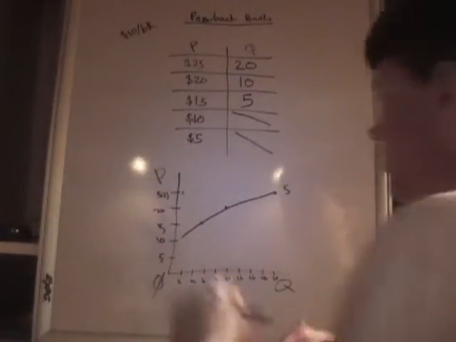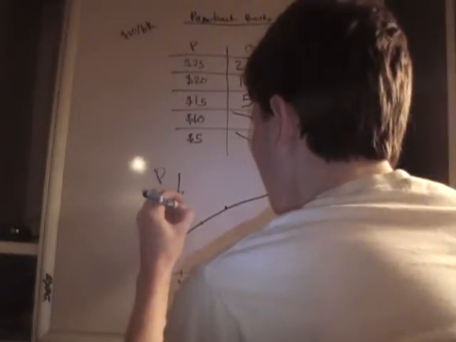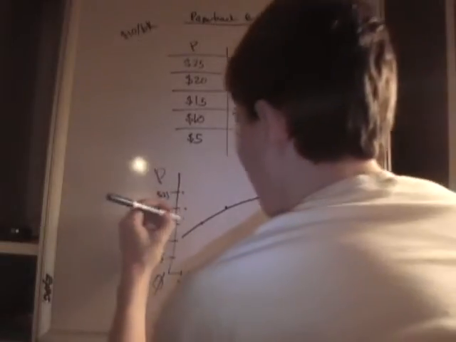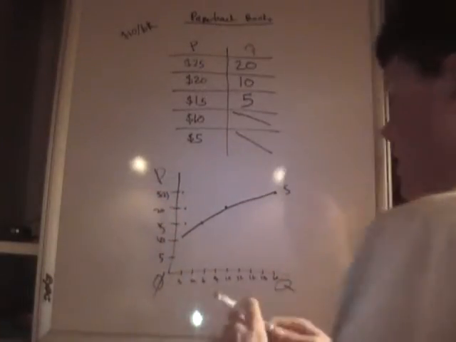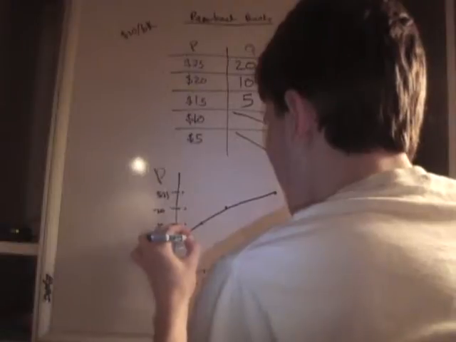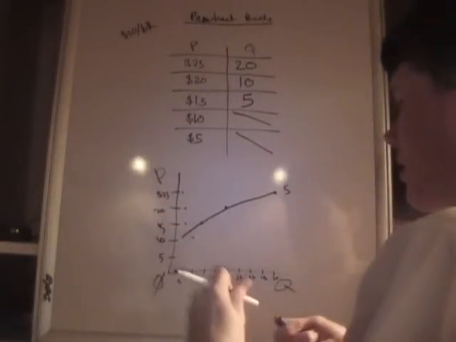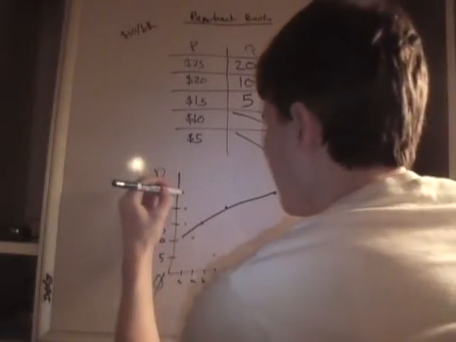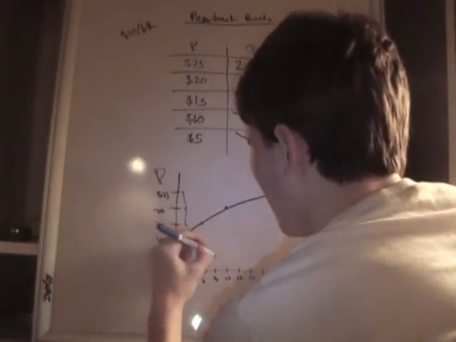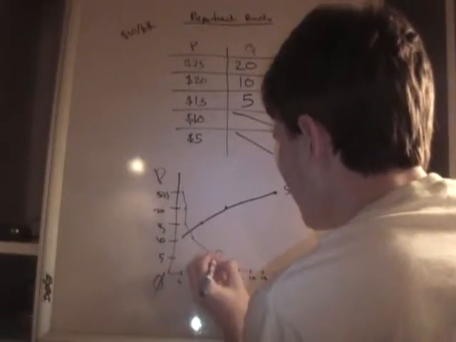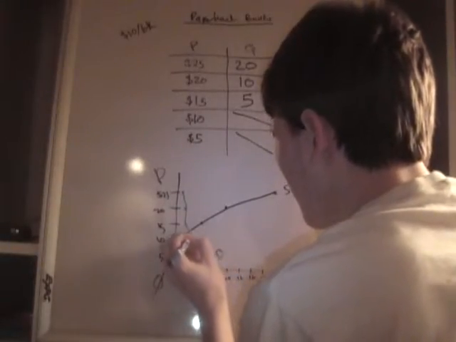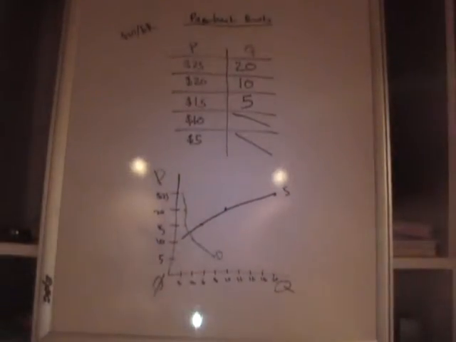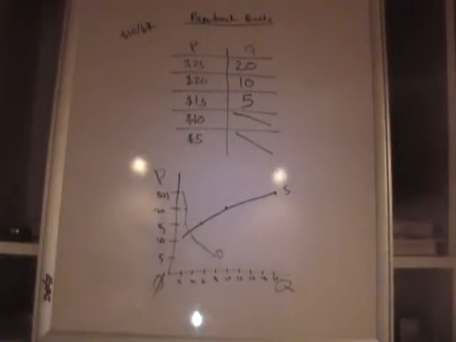At price 20, he was willing to buy 2. At price 15, he was willing to buy 2. At price 10, he was willing to buy 4. At price 5, he was willing to buy 8. So, there's your demand curve on top of the supply curve.